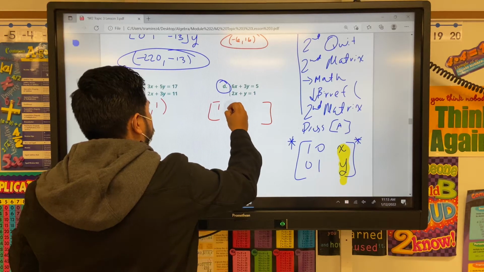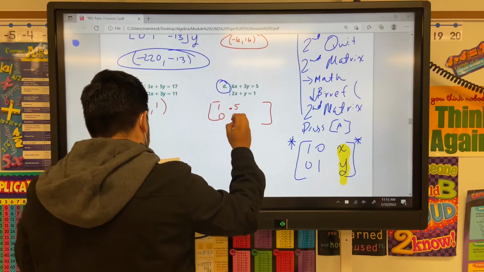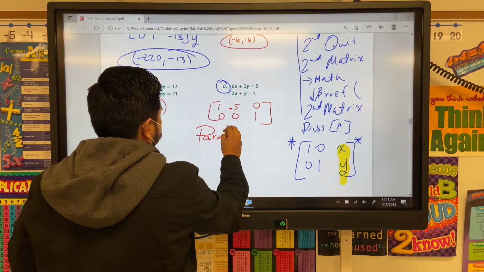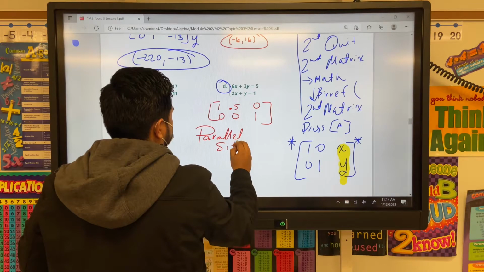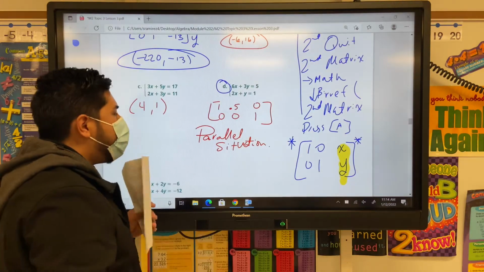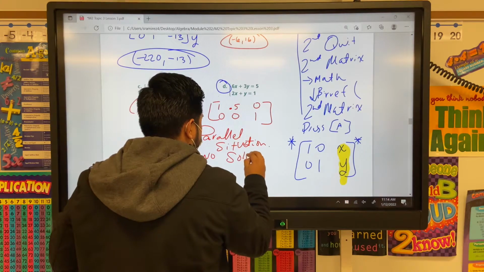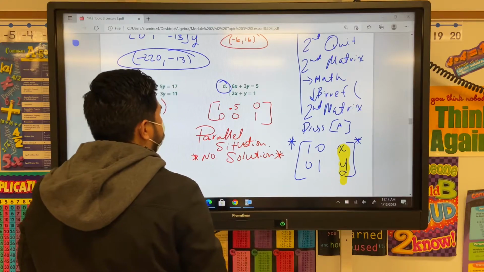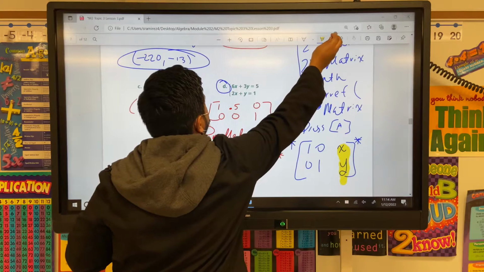1.5, 0, 0, 0, 1. This is a parallel situation. And with parallel lines, we know there's no solution. That means that these lines do not cross, okay? There's no intersection. How do we know they're parallel? I'm gonna highlight it real quick.